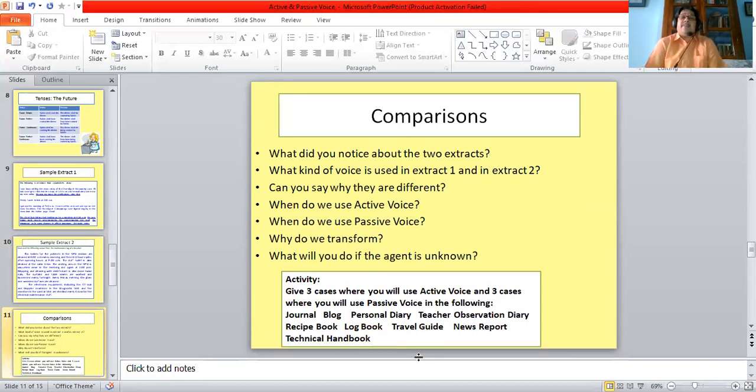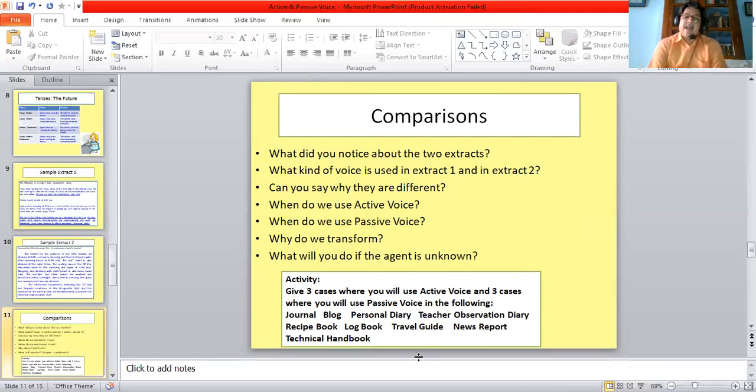What did you notice about the two extracts? What kind of voice is used in extract 1 and in extract 2? What can you say? Can you say why they are different? When do we use active voice? When do we use the passive voice? Why do we transform? What will you do if the agent is unknown?